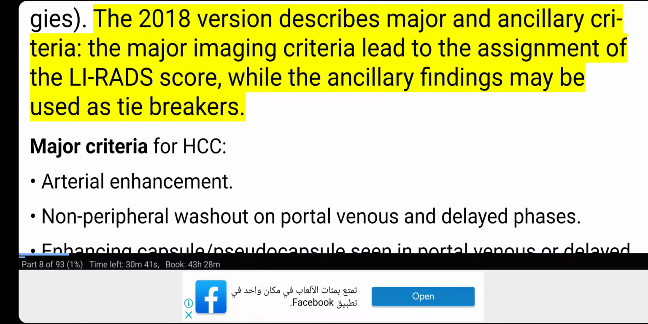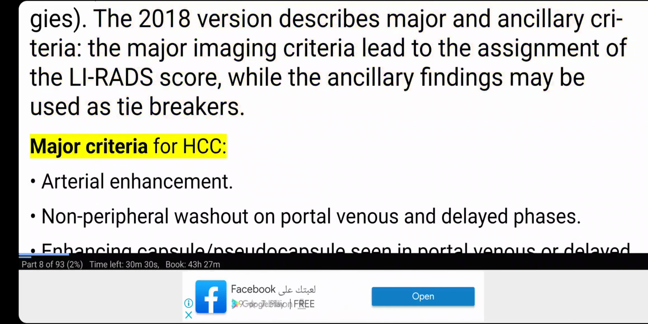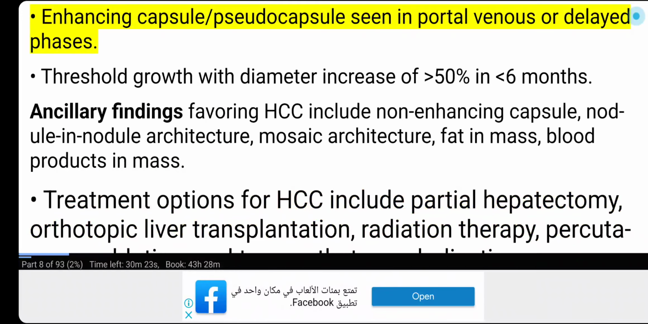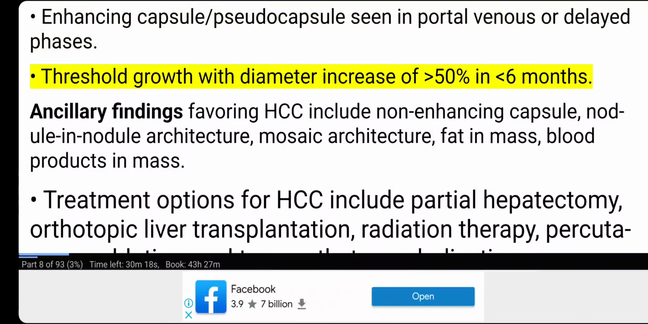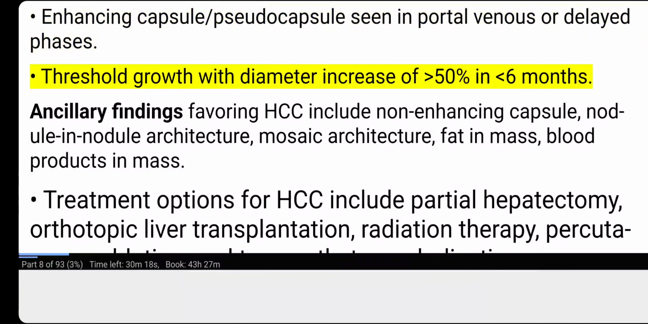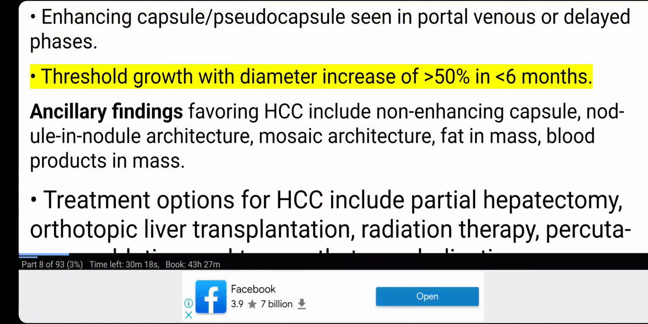The major imaging criteria lead to the assignment of the LI-RADS score, while the ancillary findings may be used as tiebreakers. Major criteria for HCC: arterial enhancement; non-peripheral washout on portal venous or delayed phases; enhancing capsule, pseudocapsule seen in portal venous or delayed phases; threshold growth with diameter increase of greater than 50% in less than 6 months.